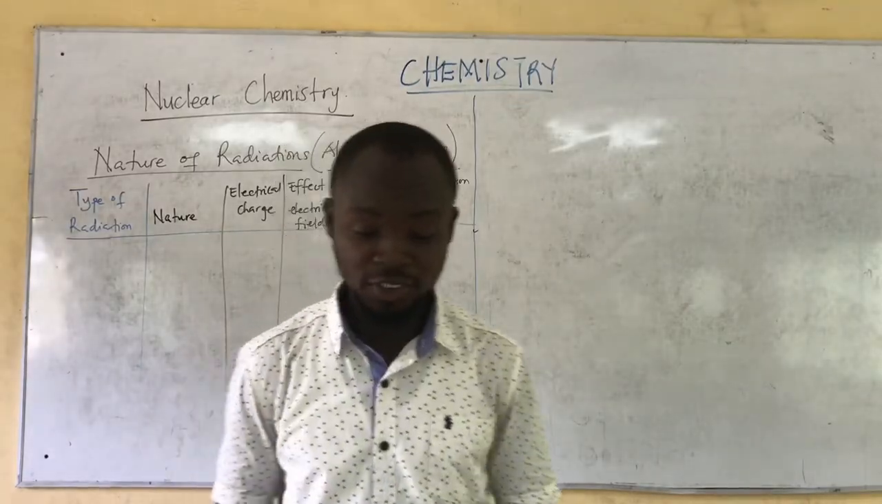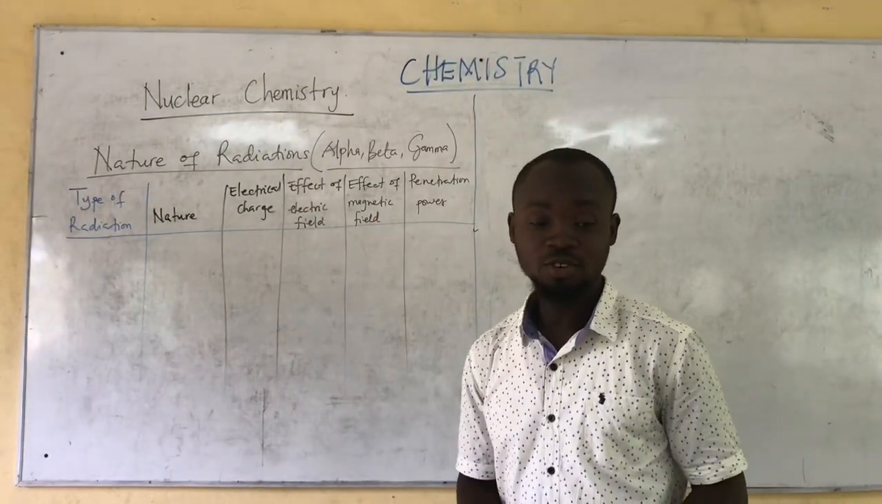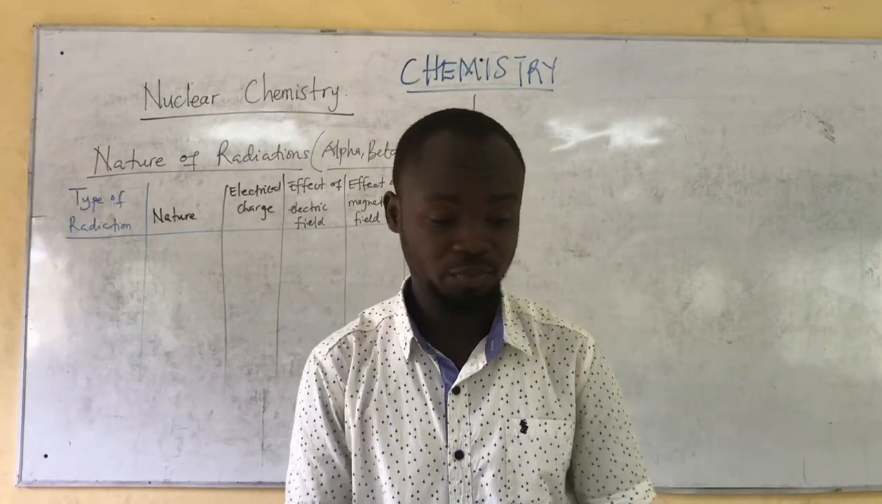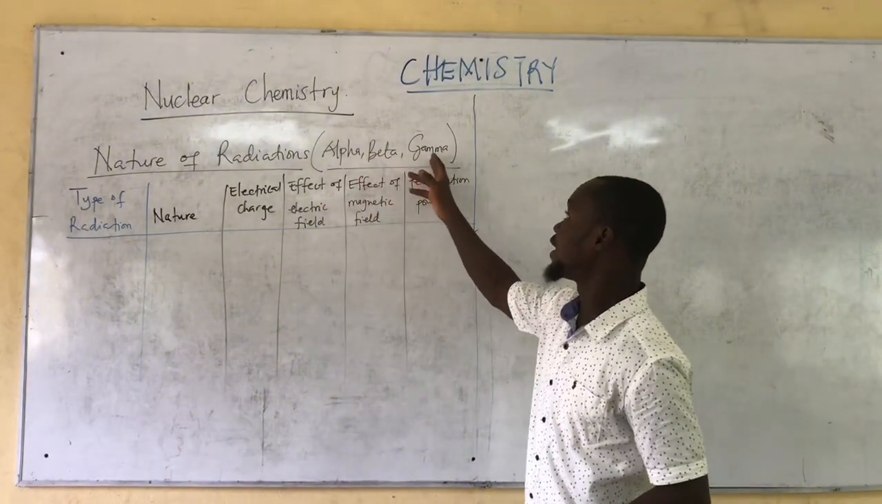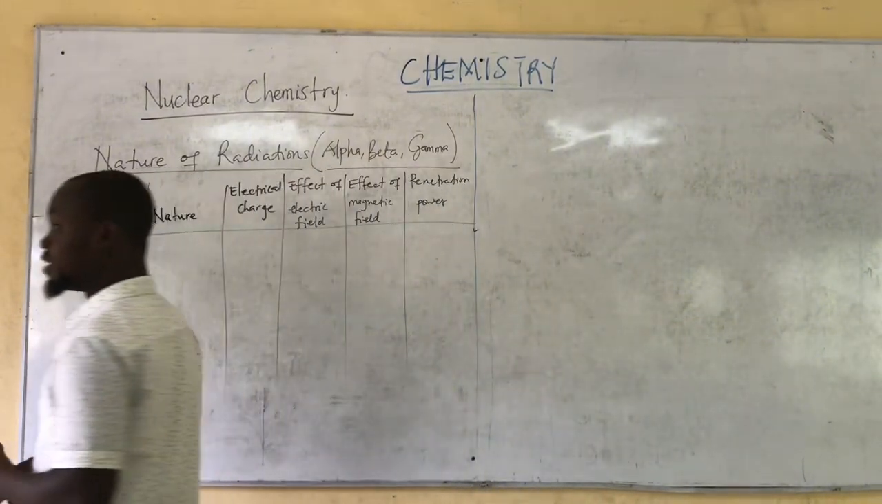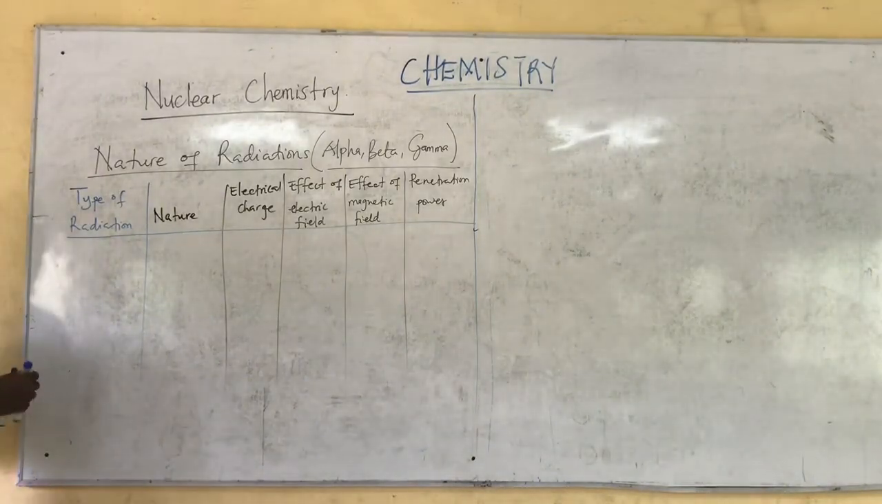Alright, so now let's consider the nature of radiation. The three main radioactive particles are the alpha, the beta, and gamma radiation. Is that okay? Now let's consider the description of these three radiations. So let's take the first one.